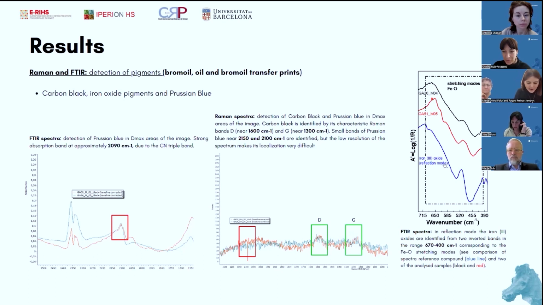With the FTIR spectroscopy in reflection mode, we could also identify the iron oxide based pigments from some of the bromoil images, thanks to the two inverted bands in the range of 670 and 400 corresponding to the iron oxide extraction mode.